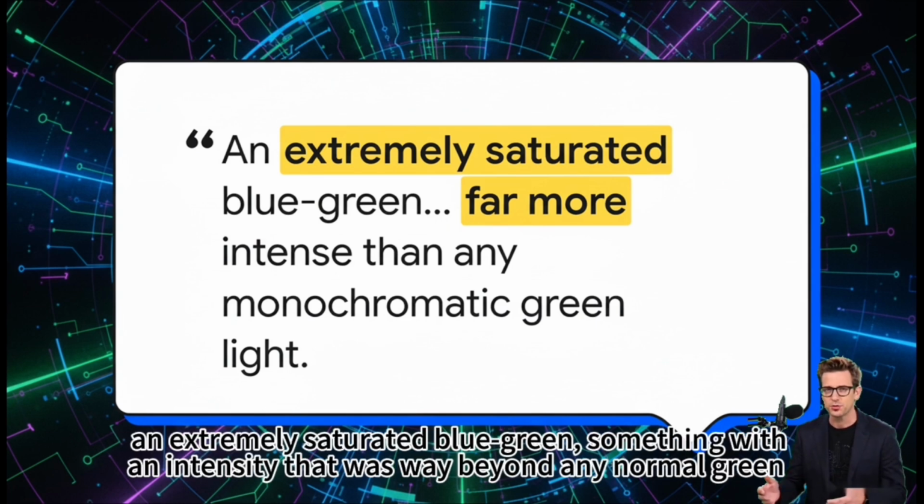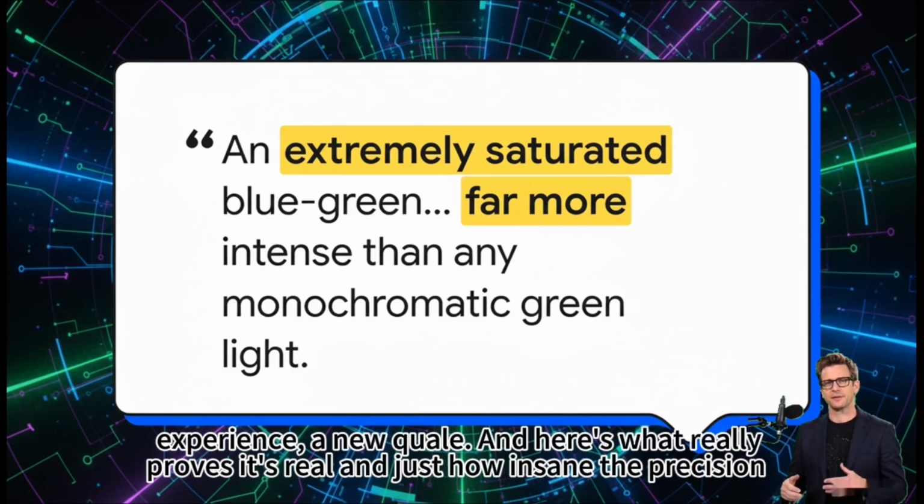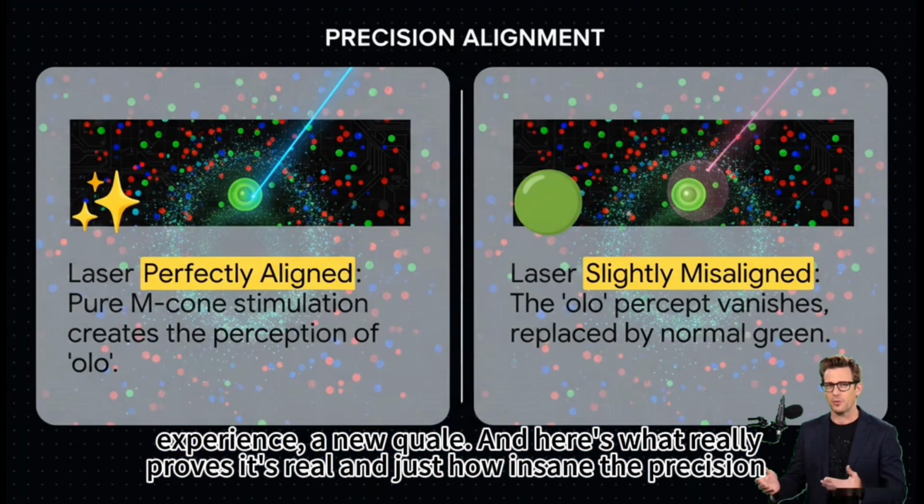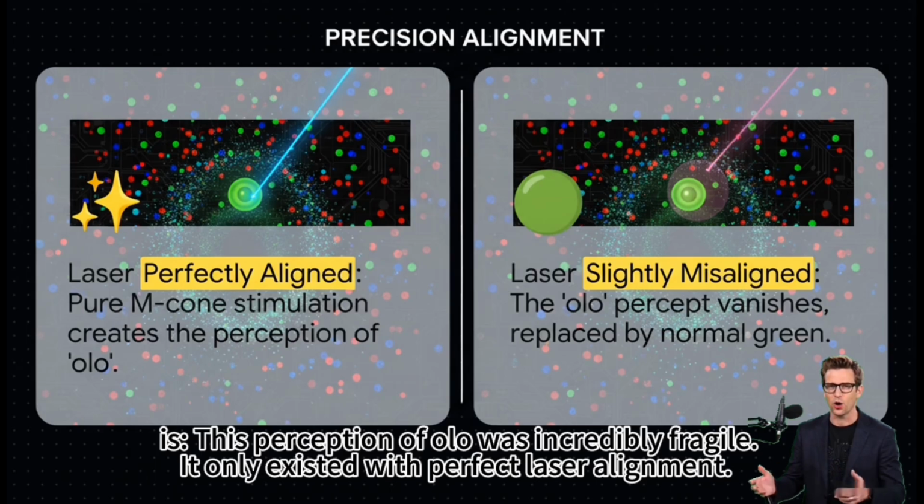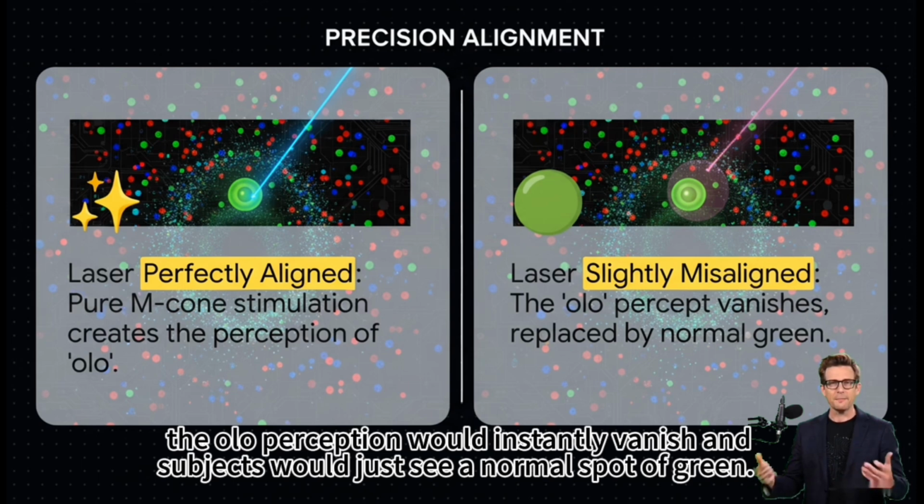They called it an extremely saturated blue-green, something with an intensity that was way beyond any normal green light they could compare it to. This wasn't just a new shade, it was a fundamentally new visual experience, a new quality. And here's what really proves it's real and just how insane the precision is. This perception of OLO was incredibly fragile. It only existed with perfect laser alignment. If they nudged the beam just a tiny bit so it hit a neighboring red or blue cone, poof, the OLO perception would instantly vanish, and subjects would just see a normal spot of green.